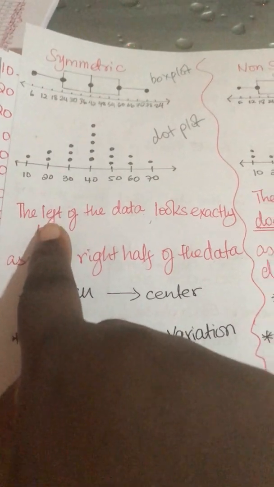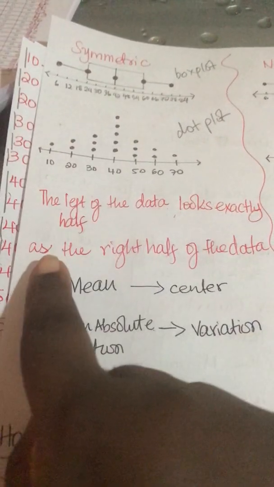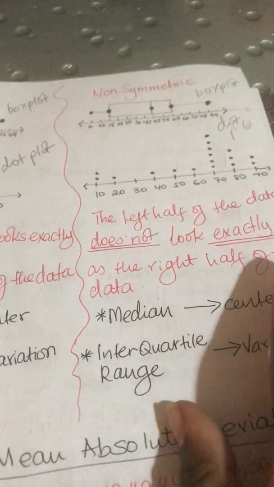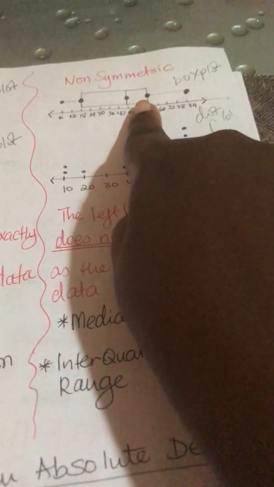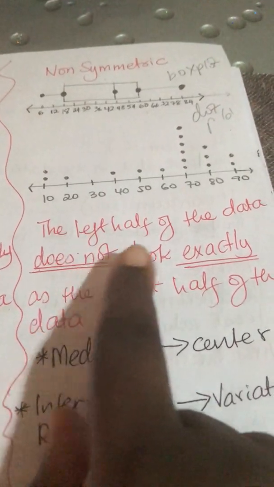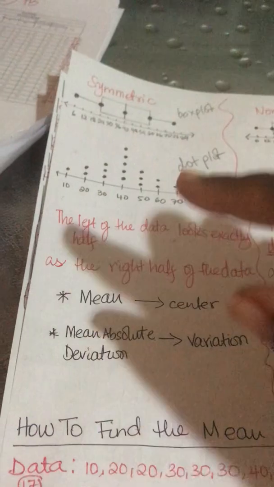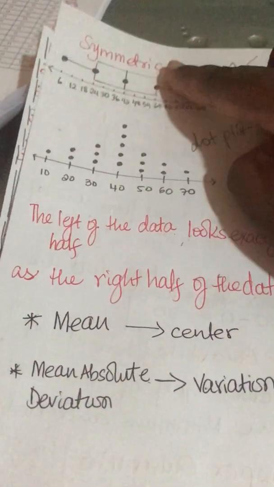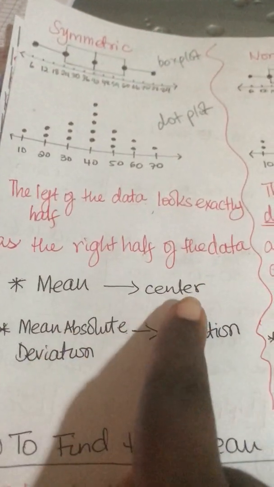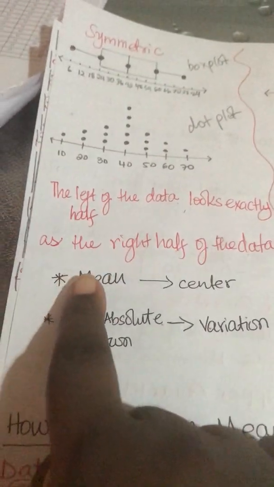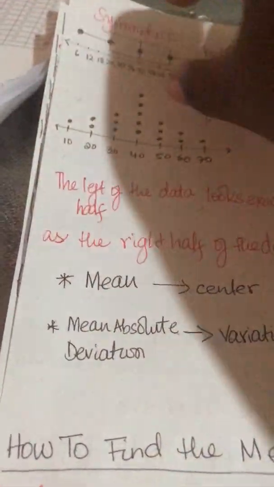So, why is this data symmetric? Because the left half of the data looks exactly as the right half of the data. Why is this data non-symmetric? The left half of the data does not look exactly as the right half of the data. Now, when your data is symmetric, the center you will use is the mean to describe your data.